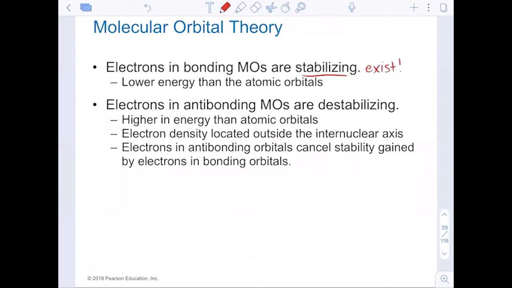We'll go with simple ones, things like the diatomics. Why does H2 exist and not He2? Why does helium diatomic not exist? Well, it's because there are electrons in antibonding orbitals. And so therefore, it's destabilizing. The molecule won't want to form.